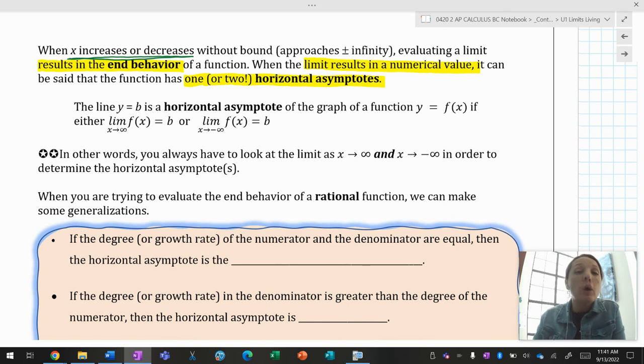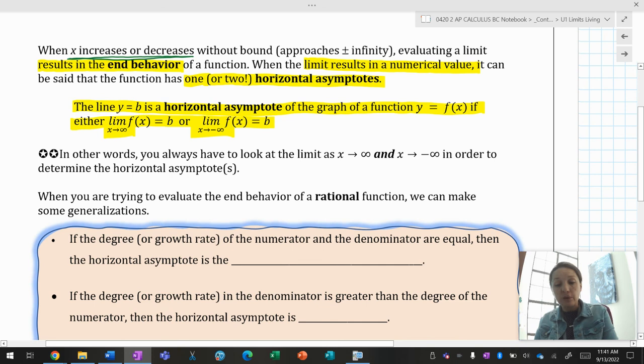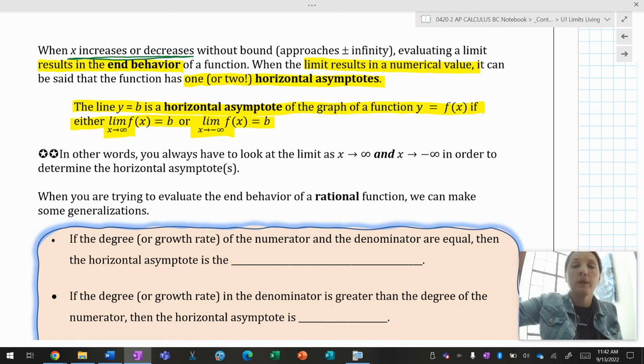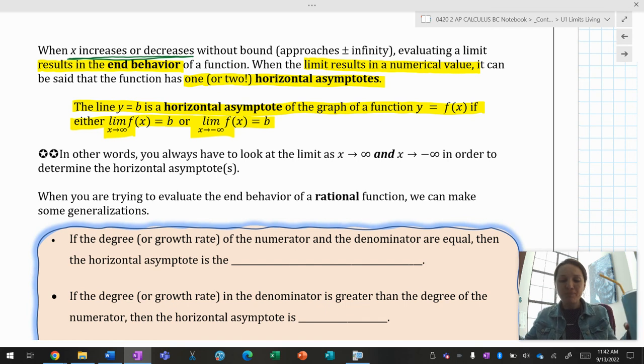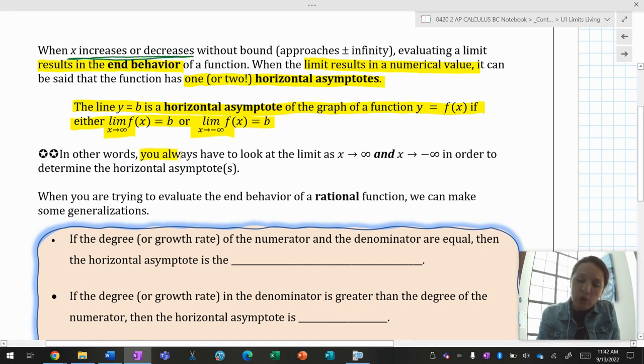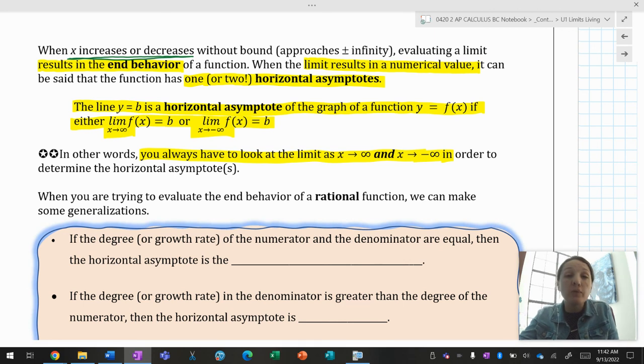Okay? So if you are asked to test for horizontal asymptotes, the line y equals b is a horizontal asymptote if either the limit as x goes to positive infinity or the limit as x goes to negative infinity equals b. Okay? That means you always got to look at both. If you are asked to find horizontal asymptotes, you take the limit as x approaches infinity, you take the limit as x approaches negative infinity, and if either or both of those yield a singular numerical value, that's your horizontal asymptote.